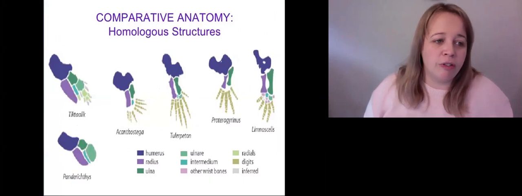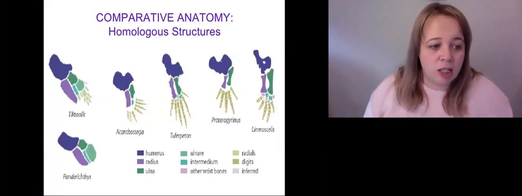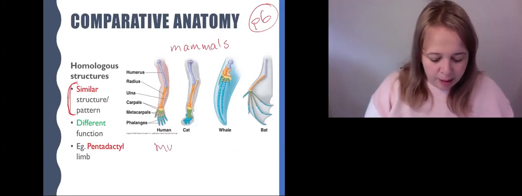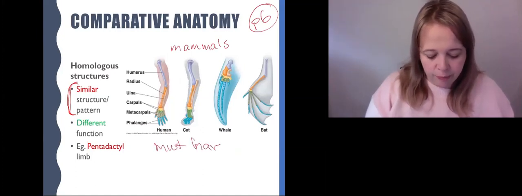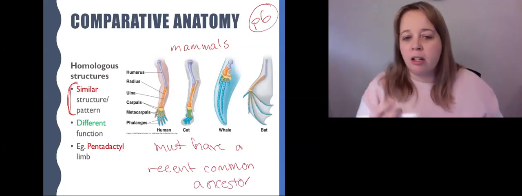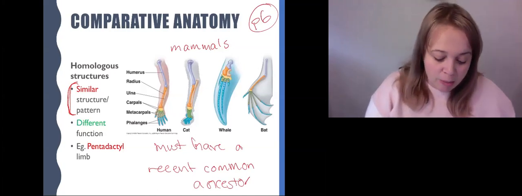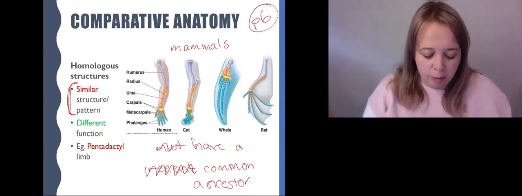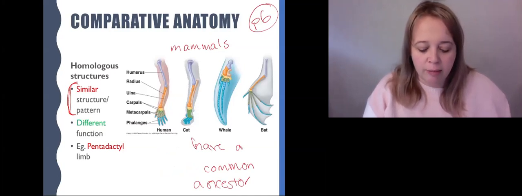So you can often find comparative homologous structures in different dinosaurs as well. So these are things that must have a recent common ancestor. If you have similar bones to something else, then that suggests to me that you came from a common ancestor, or you must have it's more important that you have a common ancestor, yeah? So it's really important with this one is that if you have a homologous structure, you must have a common ancestor.